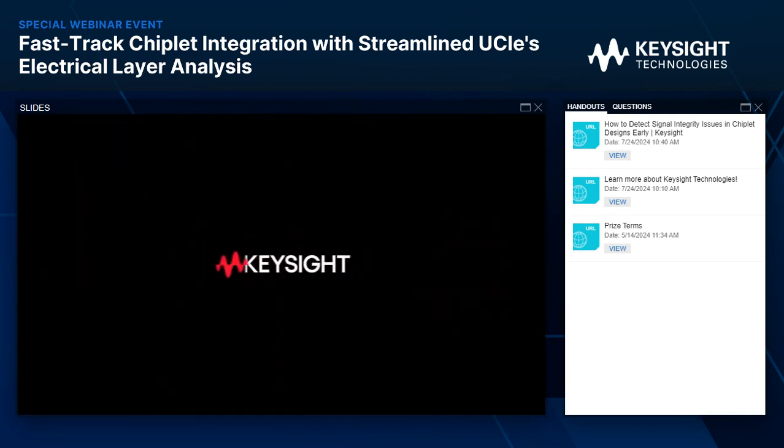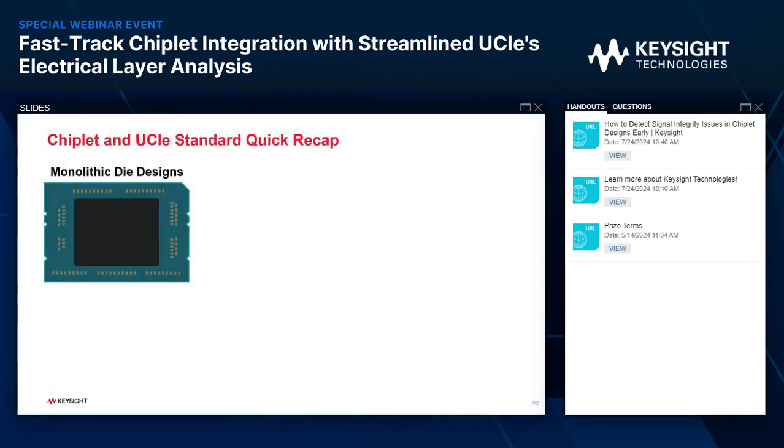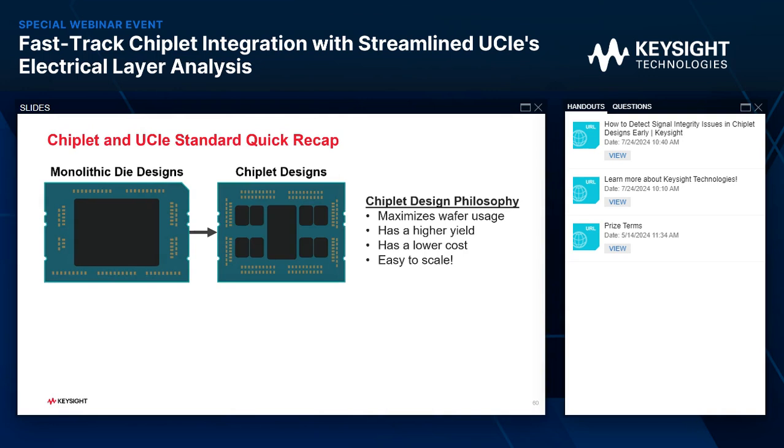All right. Here is a quick recap of what we have discussed today. We started today by talking about the monolithic die designs and how it is important to transition to chiplet designs because it is maximizing the wafer usage and it has a higher yield, lower cost, and it's very easy to scale. That's why the industry is shifting to chiplet designs.